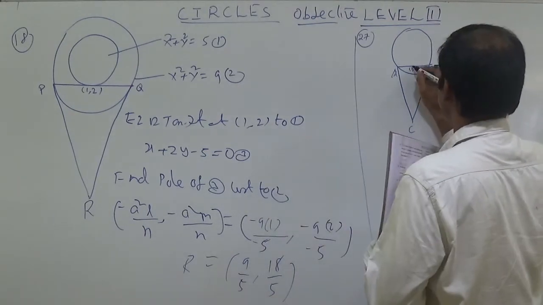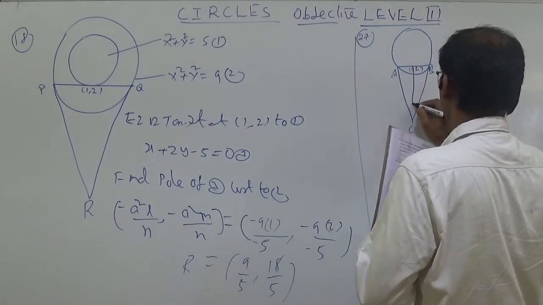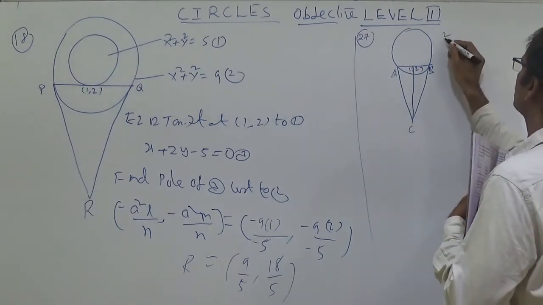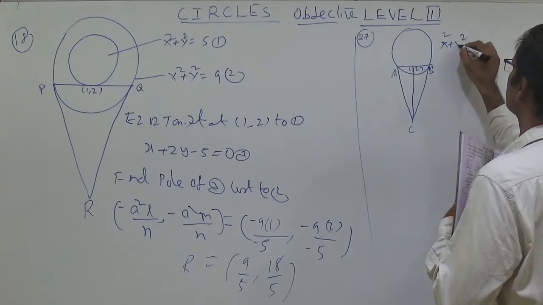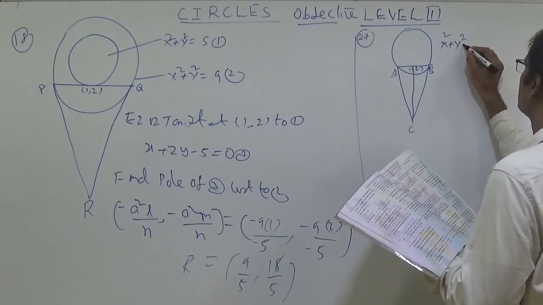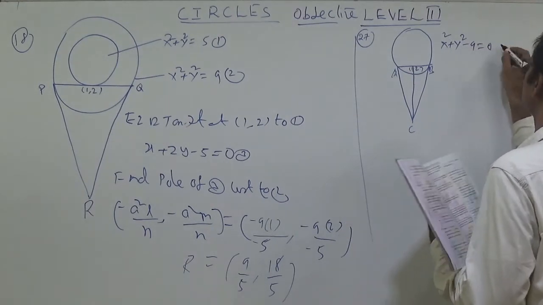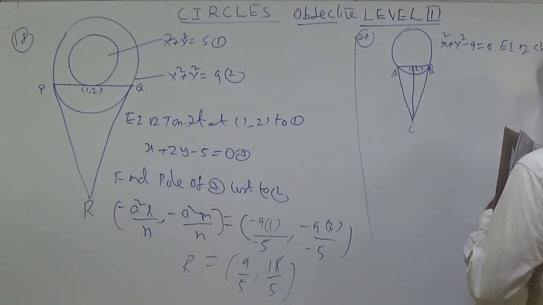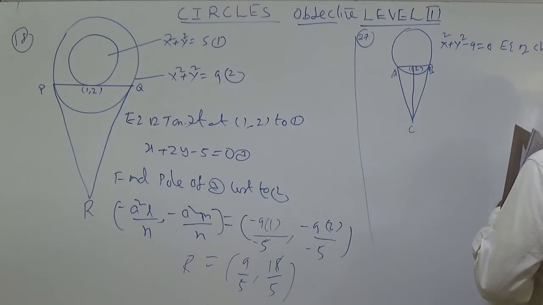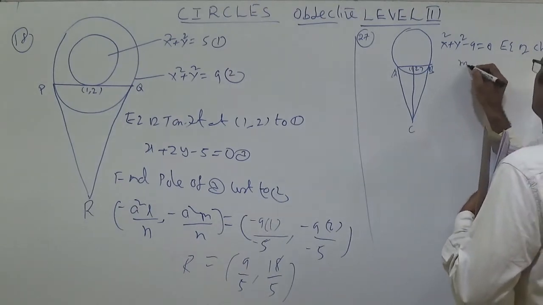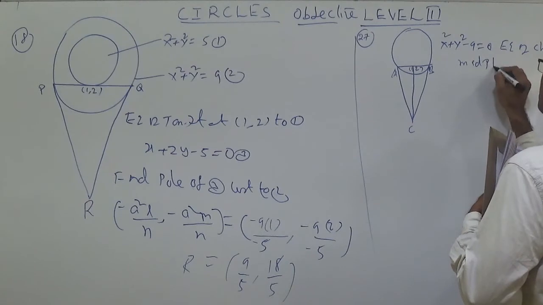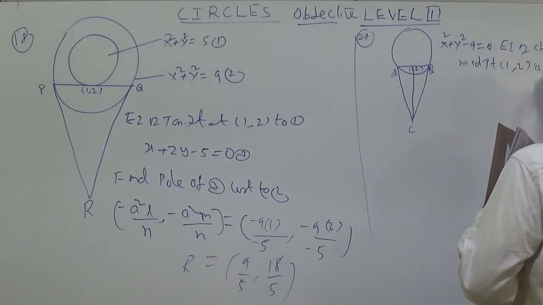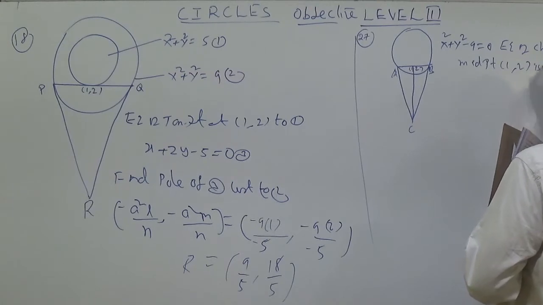Area of triangle ABC is half into base into height. So you should calculate C. Write the equation of the circle: x² + y² - 9 = 0. Now we should calculate the equation of the chord having the midpoint (x1, y1), here the midpoint (1, 2), using the formula S1 = S11.